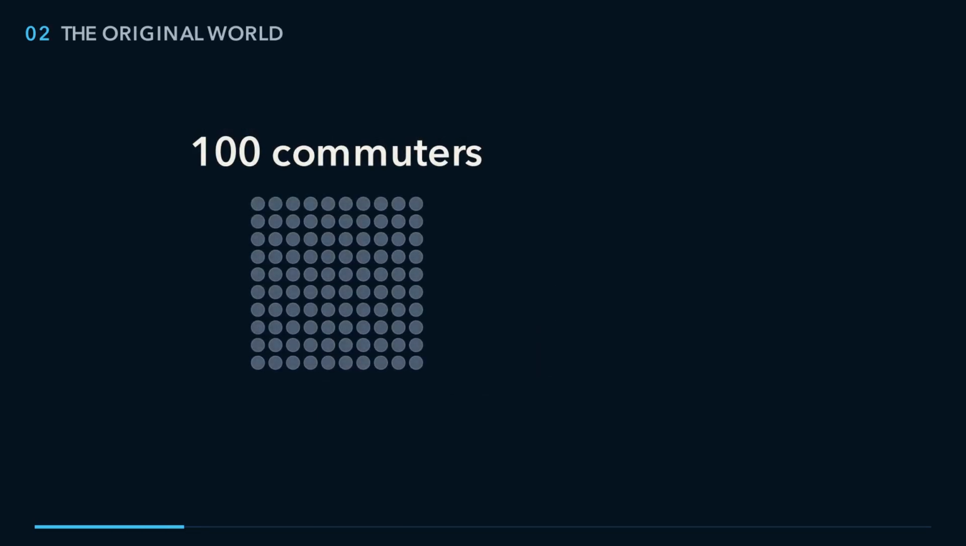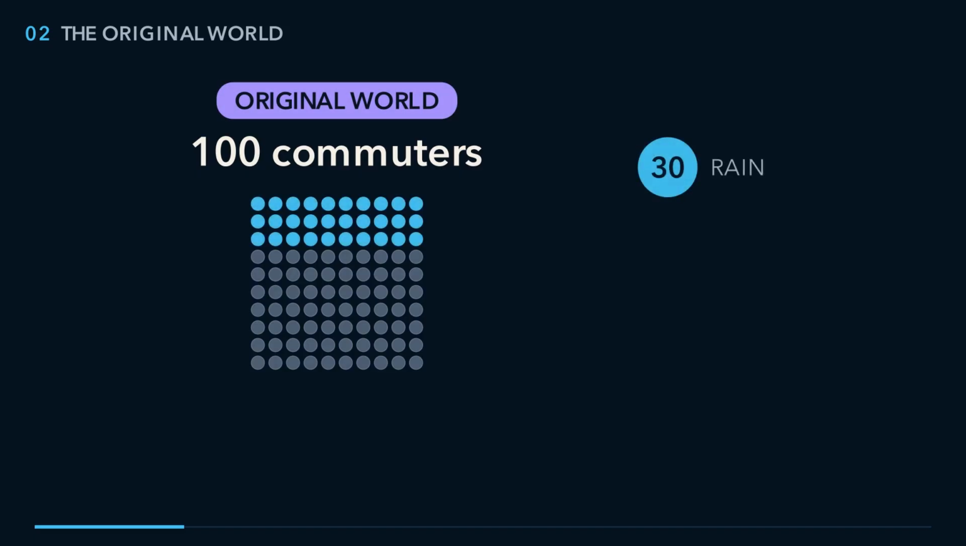Start with 100 commuters. Every dot is one person, so the whole board is our original world. 30 people are traveling on a rainy day. We color those 30 dots blue. That blue group is the condition, rain.